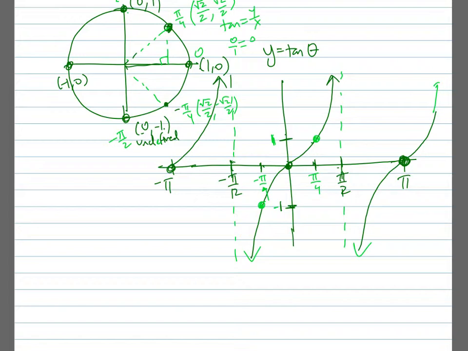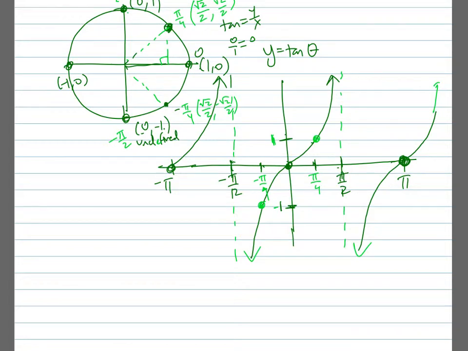Alright, let's think about this, guys. At each point, remember, tangent equals y over x. So let's think, at 0, what is y over x? What is 0 over 1 going to give me? What's 0 divided by 1? 0. So we start at 0.